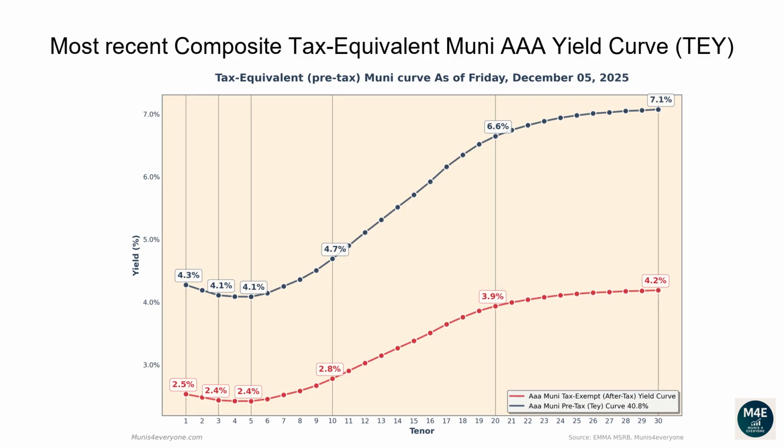The one-year tax-exempt yield is 2.53%, corresponding to a 4.27% tax-equivalent yield for investors in the top tax bracket. The two-year tax-equivalent yield is 4.19%. The 5-year tax-equivalent yield is 4.09%. The 10-year tax-equivalent yield is 4.69%. The 20-year tax-equivalent yield is 6.65%. The 30-year tax-equivalent yield is 7.08%.